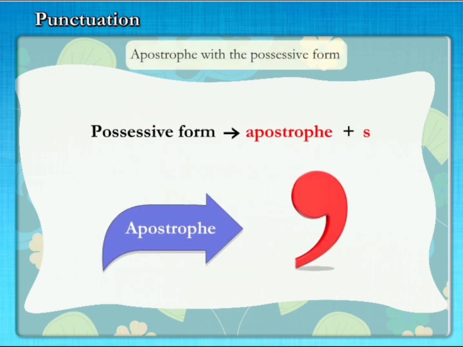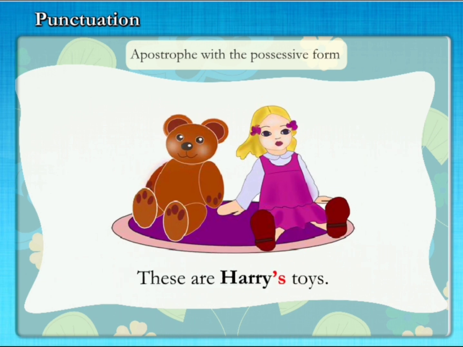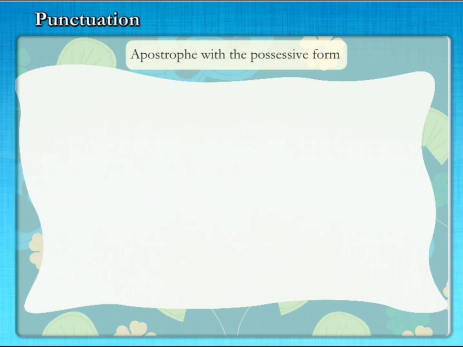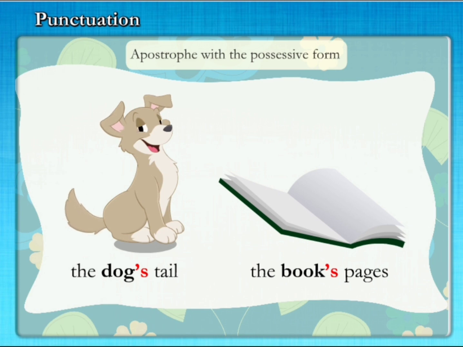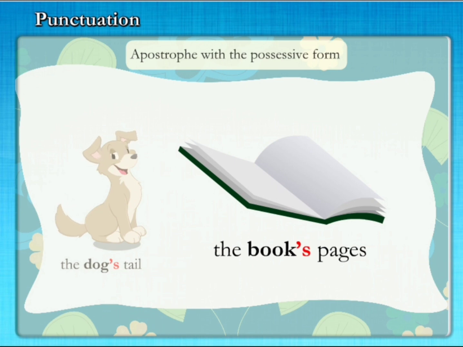Let's see how we use the apostrophe. When we want to show that something belongs to a person, we use the possessive form. For example, these are Harry's toys. In this case, the apostrophe is used after the proper noun or pronoun and is followed by an S. We also use the possessive form to show that something belongs to an animal or a thing. For example, the dog's tail, the book's pages.